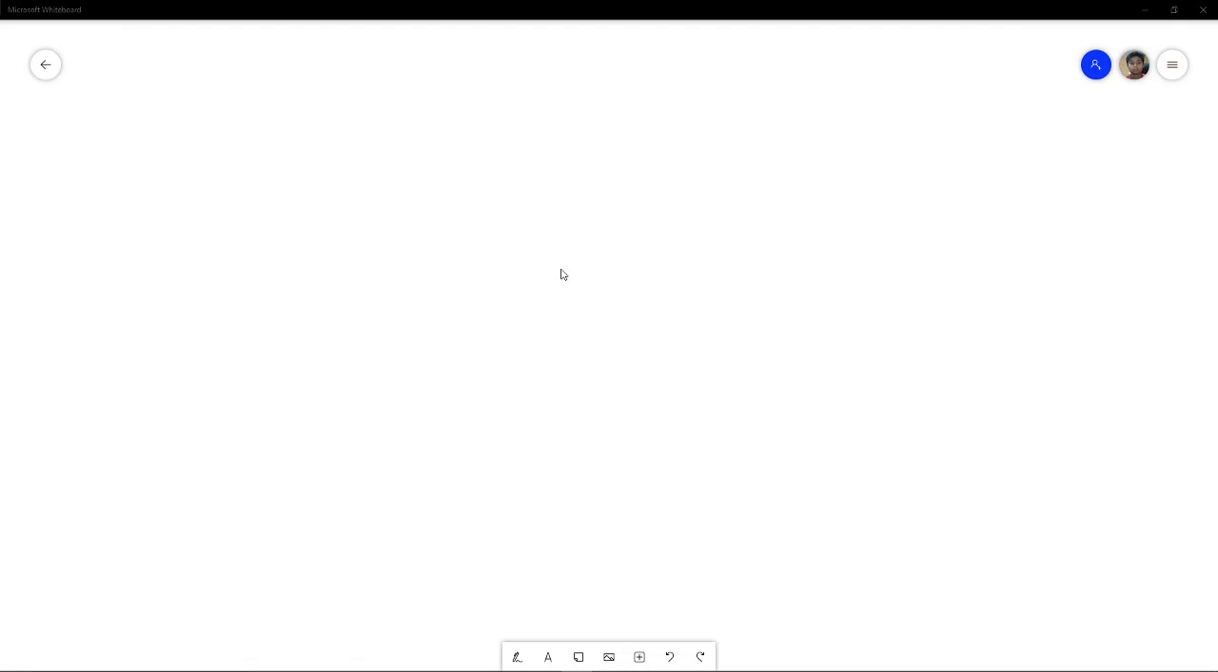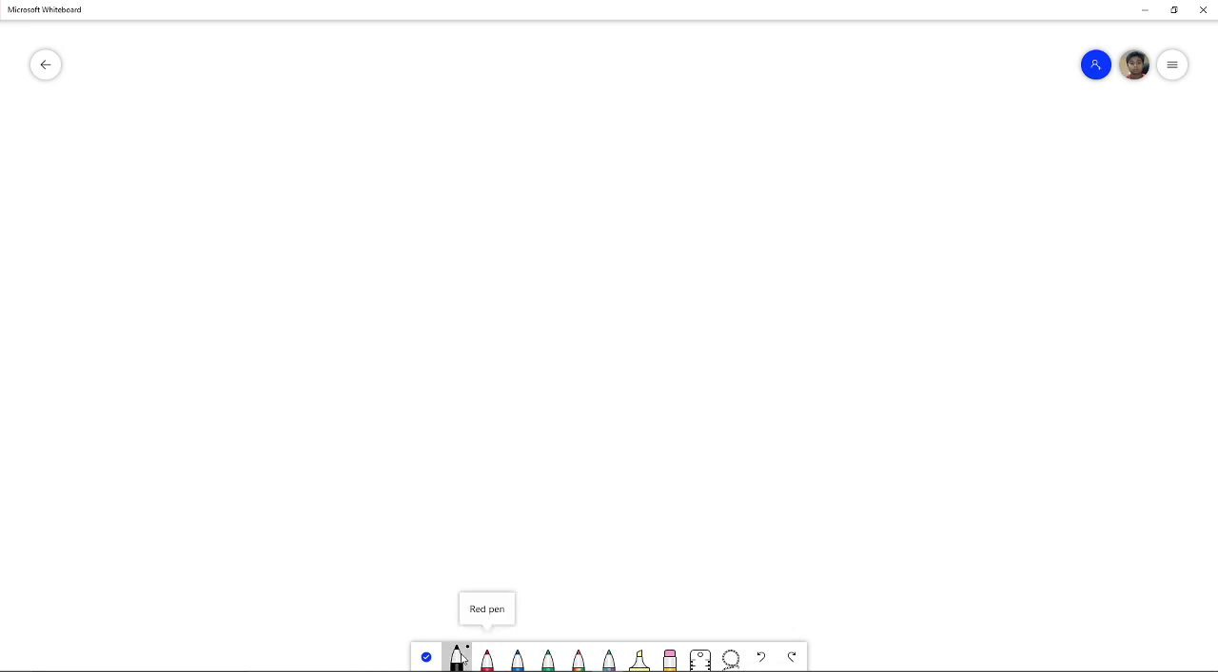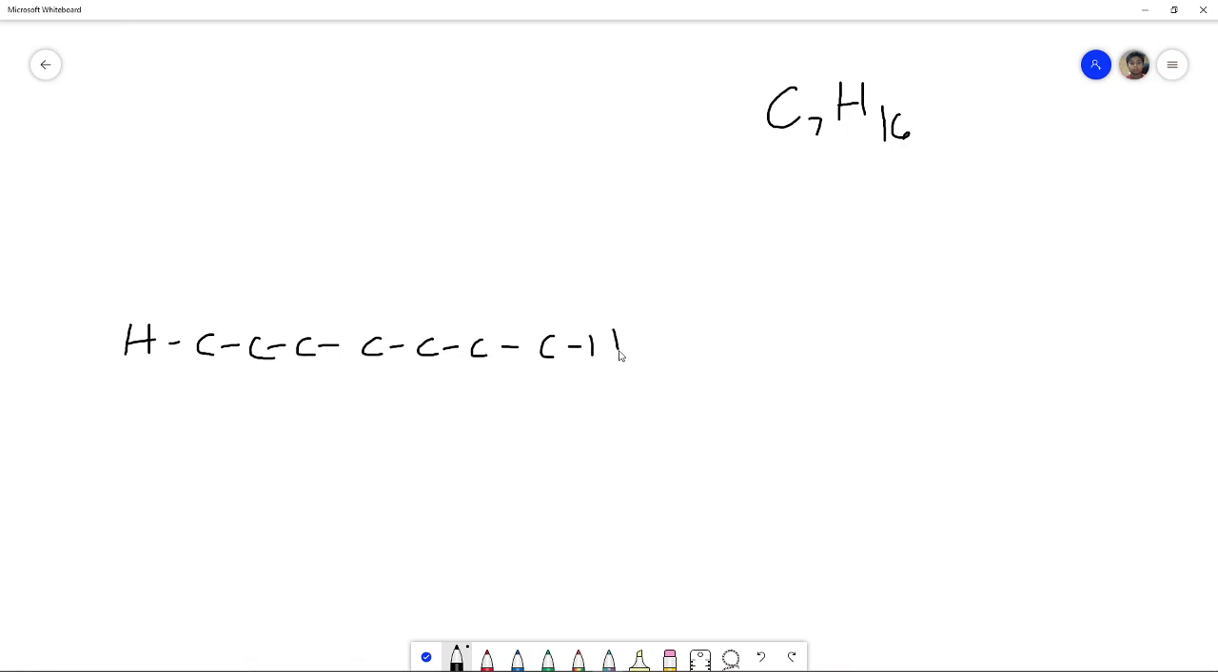So, naming hydrocarbons. To name a hydrocarbon, we're first going to need a hydrocarbon. So let's talk about the hydrocarbon pentane. Instead of saying the name, I'm going to use the chemical formula: C7H16, which is 7 carbons in a row. I'm just going to draw the straight chain for now, and then I'll get into branch chains and how to name them later.